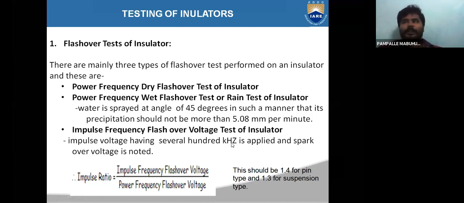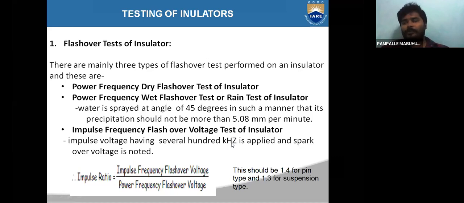You know that insulators have to withstand the voltage produced by lightning. During rainy seasons, lightning will occur. Due to the lightning, high voltages will be produced on the transmission line, and the insulator has to withstand those high voltages. Because of lightning, a very high voltage having a very high frequency will be produced. The insulator has to withstand the voltages generated by lightning.